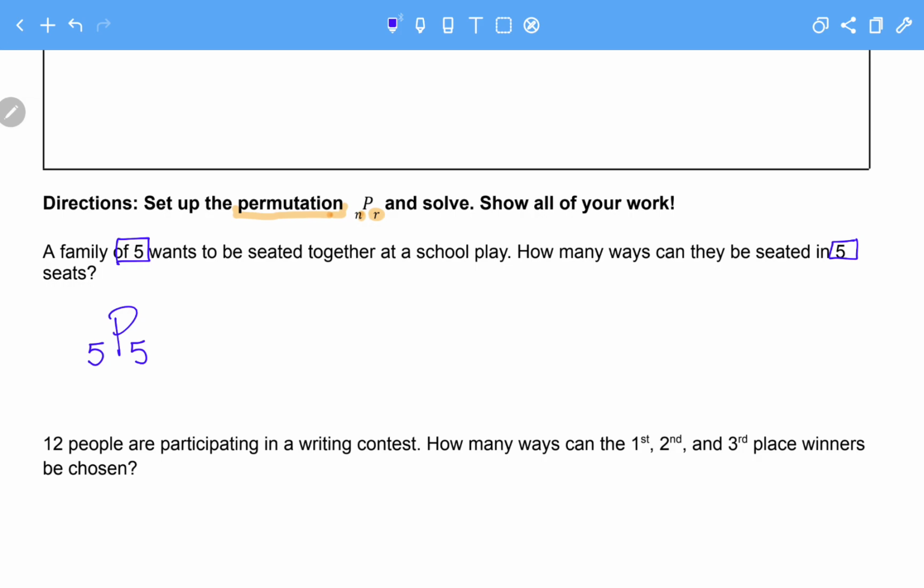And it does say solve, so we're going to go ahead and use our formula. Our formula for permutation is N factorial over N minus R factorial. Go ahead, replace your values.